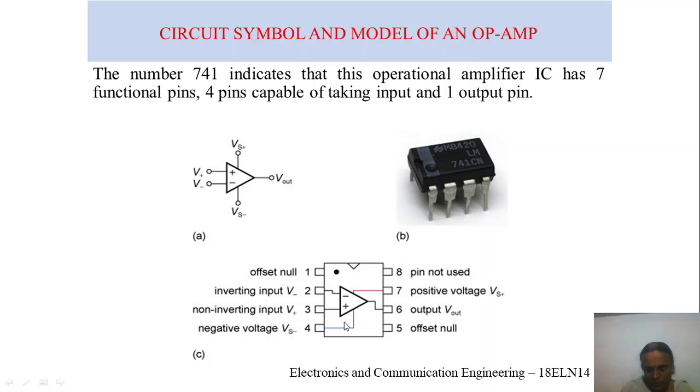Next, pin number 5 is offset null, pin number 6 is output, where you are going to take the final output from this IC. Pin number 7 is positive supply voltage, Vs plus, and pin number 8 is no connection, where this pin is not at all being used.